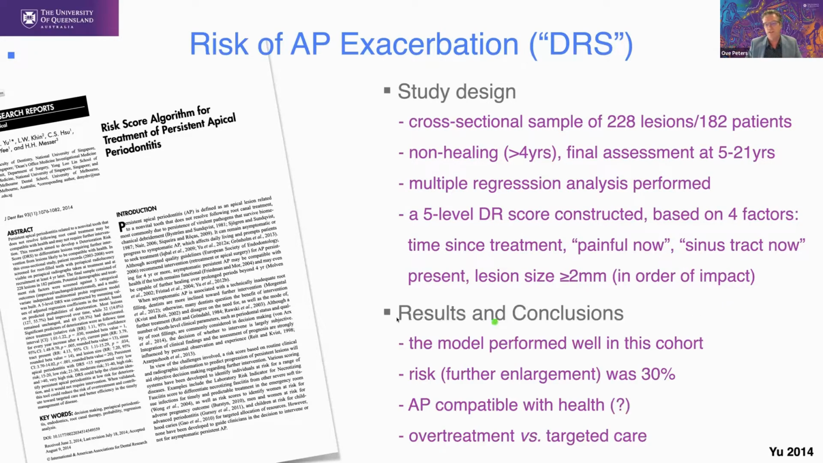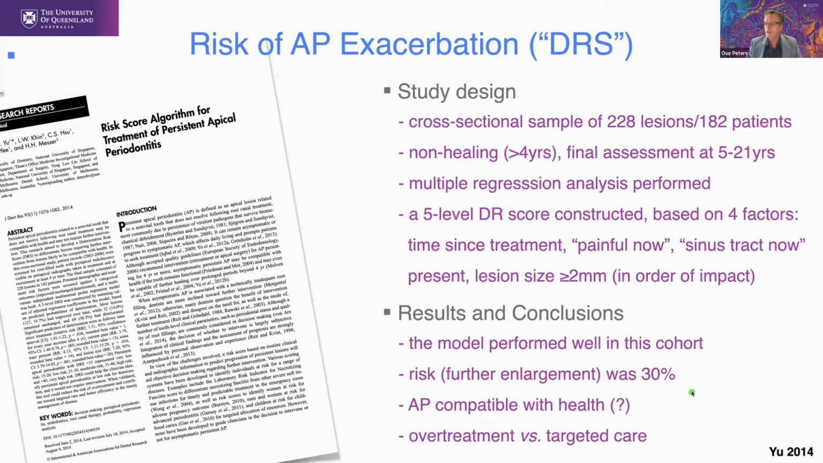And this is before AI times, so they had to do an algorithm construction, almost like standard mathematics, and they used multiple regression analysis for that. They found that the risk of further enlargement of a radiolucent area was somewhat medium, 30%. Is it high? Is it low? But the risk of pain is very low. They state firmly that apical periodontitis is compatible with health.